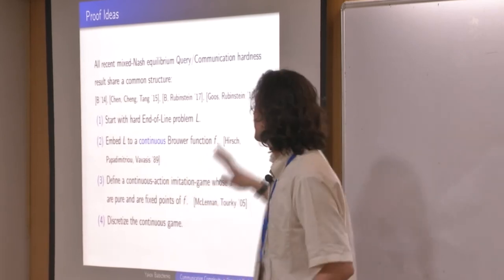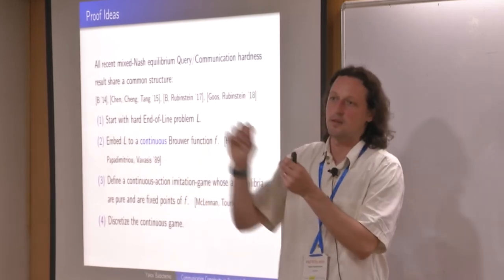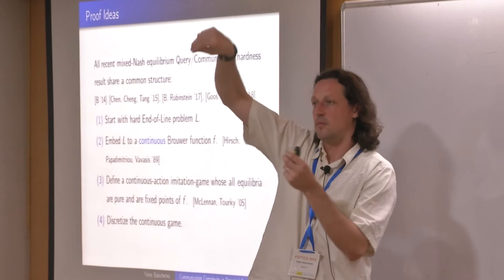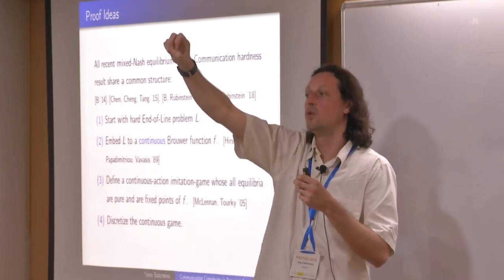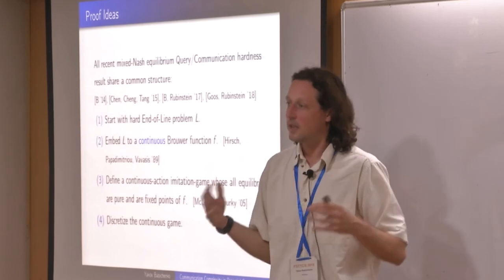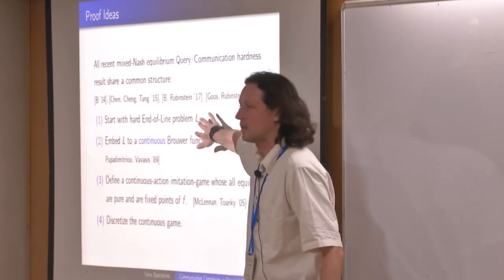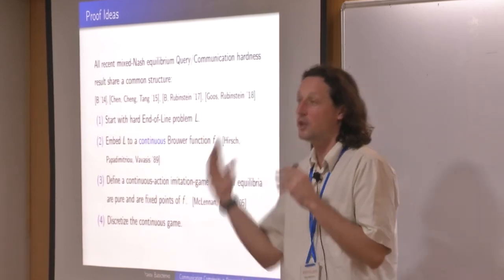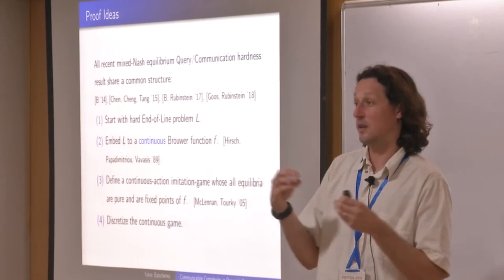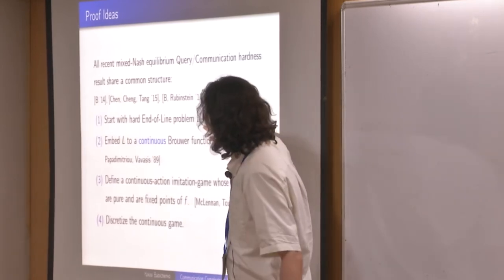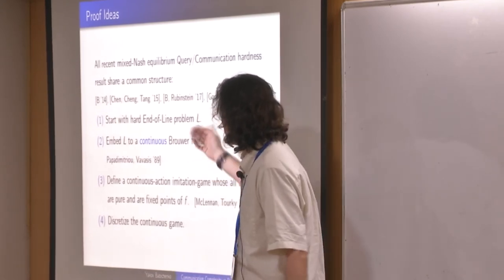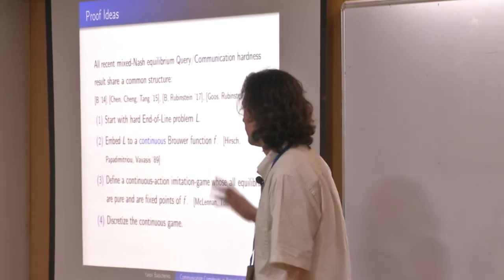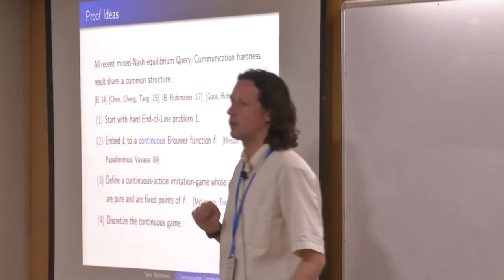We start with some end-of-a-line problem, where essentially we know where the line starts, and I want to know where the line ends, and we can query it. Proving hardness for this problem is not very hard in the query model. If we are talking about the communication model, then we can use the celebrated recent simulation theorems, which distribute the information in the line between Alice and Bob. So let me focus, for simplicity, on the case of query complexity.